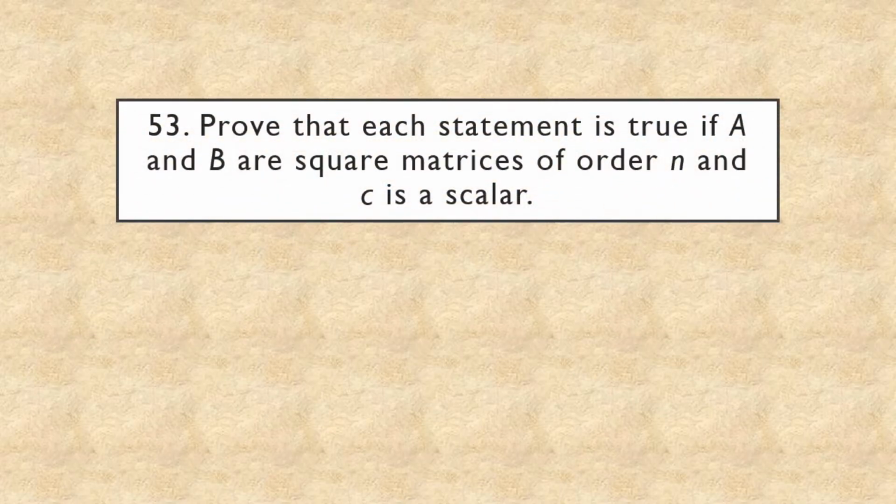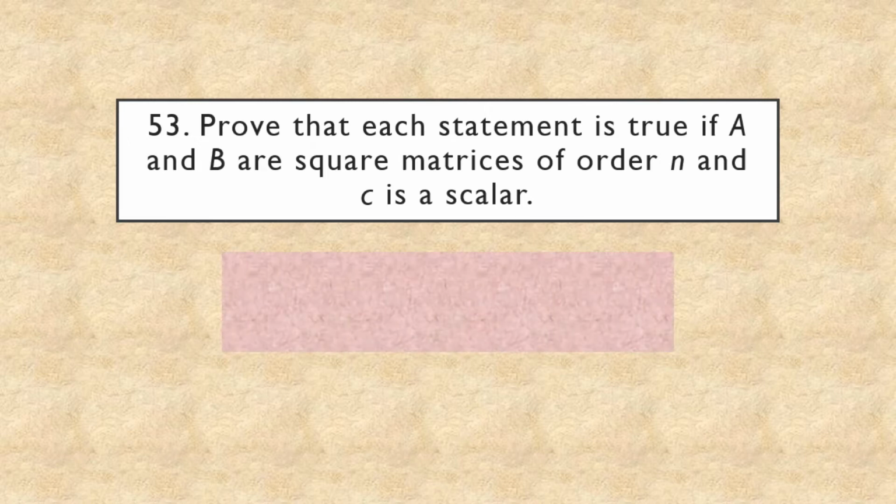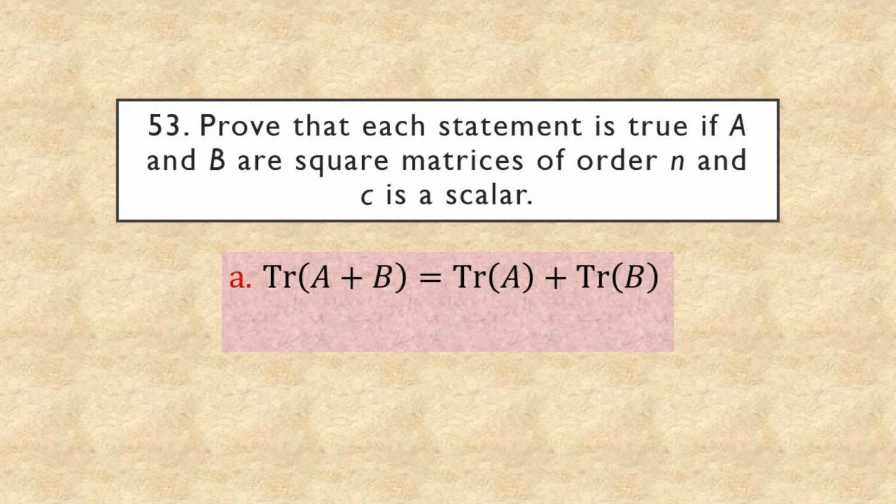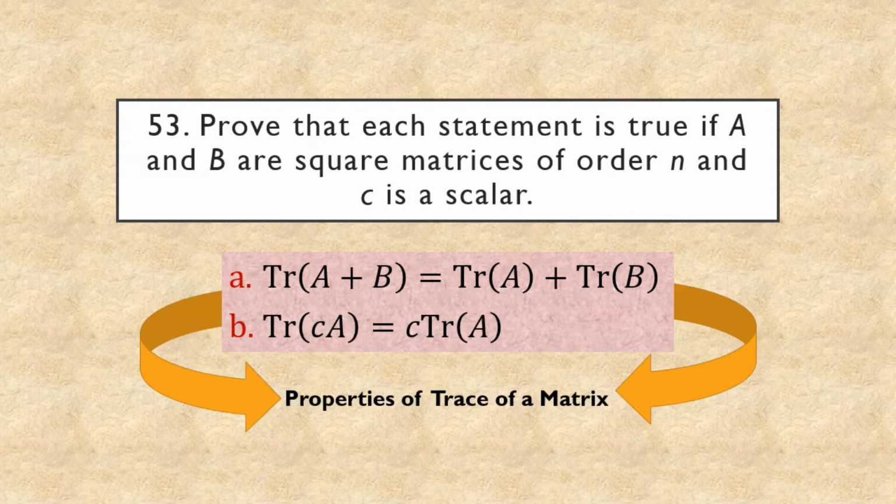Item 53, prove that each statement is true if A and B are square matrices of order n and C is a scalar. Letter A, trace of A plus B is equal to trace of A plus trace of B. Letter B, trace of CA is equal to C trace of A. These are some properties of the trace of a matrix.